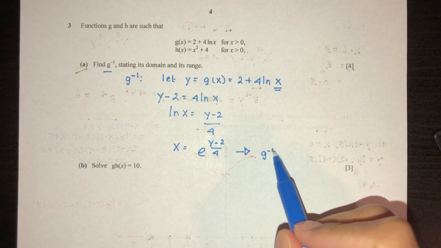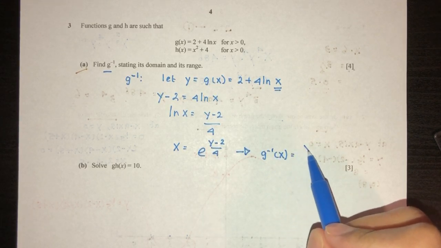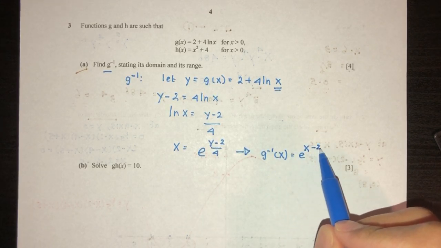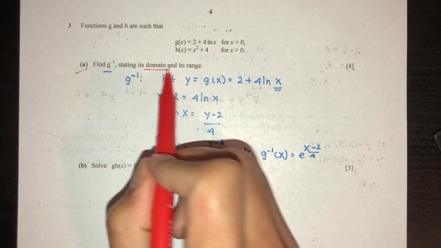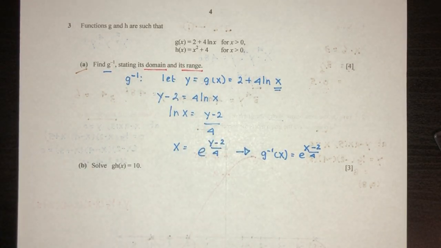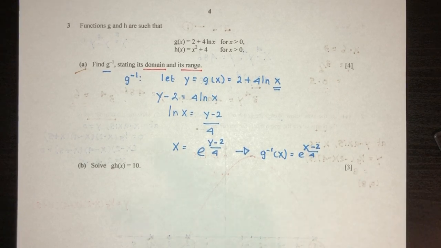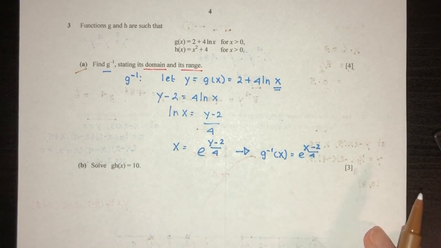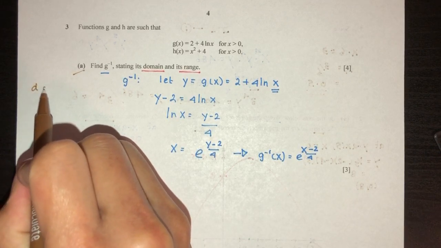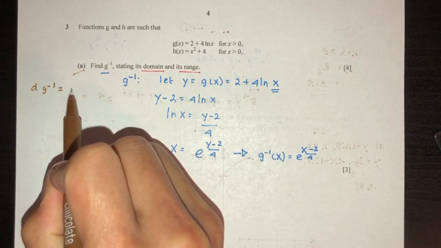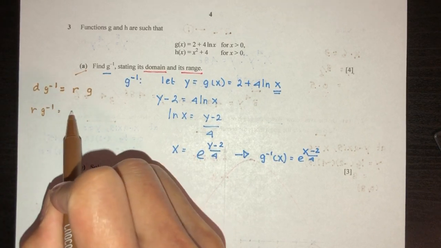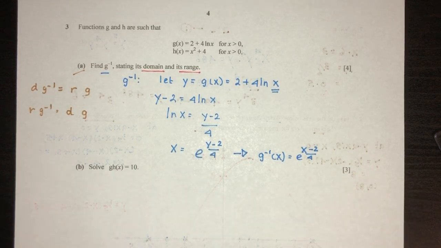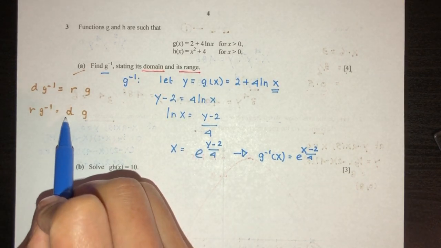So finally, g inverse of x will be exponential of (x minus 2) over 4. That will be your answer for this one. Now we have to state its domain and its range. Here we have to use a trick that we need to know for these kinds of questions. The domain of g inverse is equal to the range of g, and the range of g inverse is equal to the domain of g.